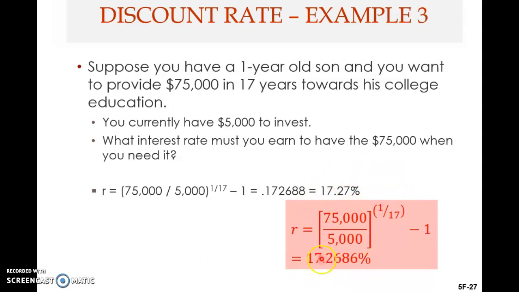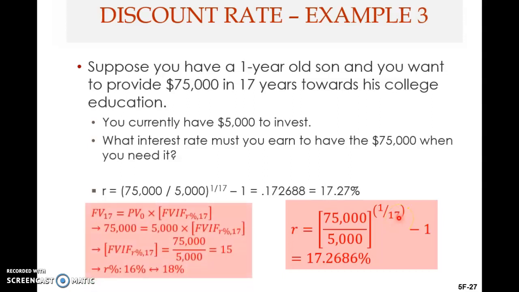If you earn less than this, then your $5,000 investment will not grow up until it becomes 75,000 in 17 years.